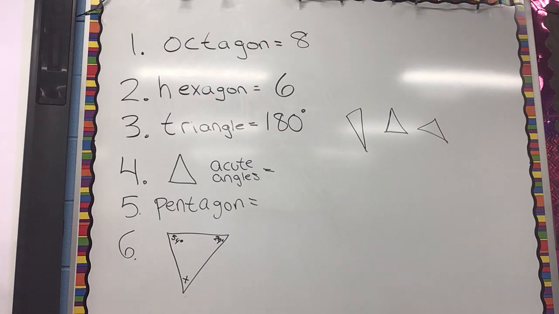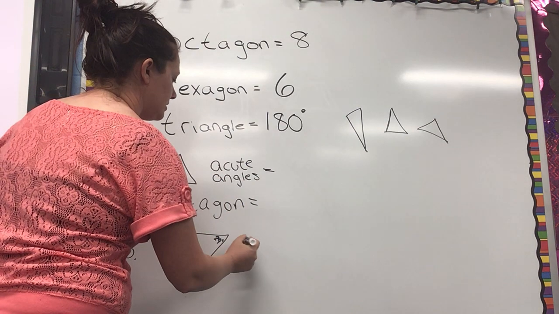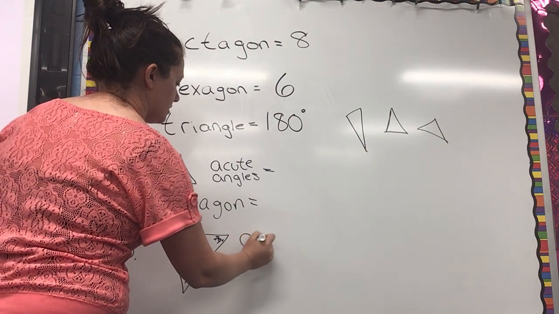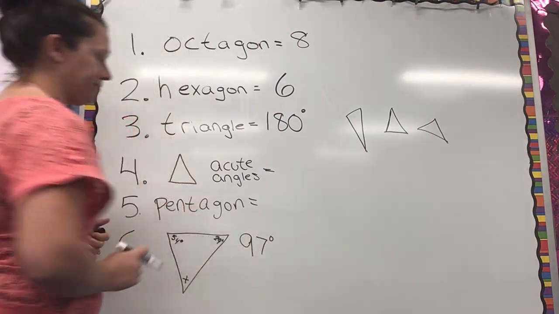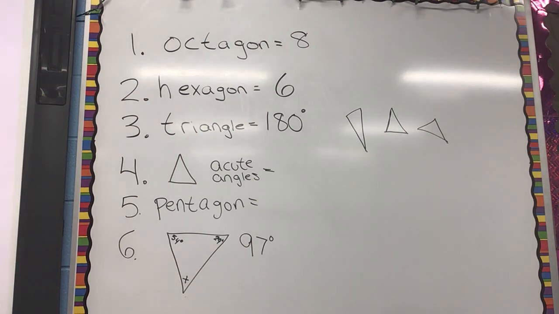Mason, what do you get? 97. He said 97 degrees. Do we agree with that? Yes. When you add up 54 plus 29, what was 54 plus 29? It was 83. He says 83, so 180 minus 83 is 97.